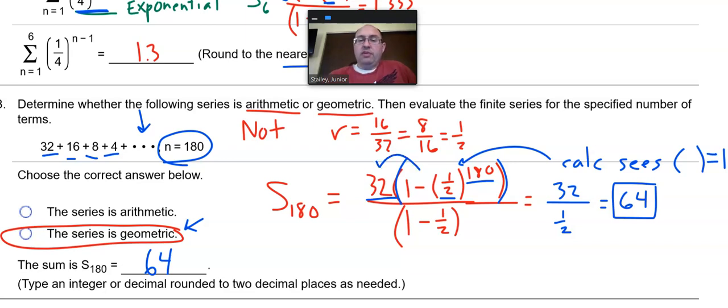So then 1 times 32 is obviously only 32, and then you divide by the 1/2 on the bottom, you get 64. So the sum of that whole thing is 64. Next.